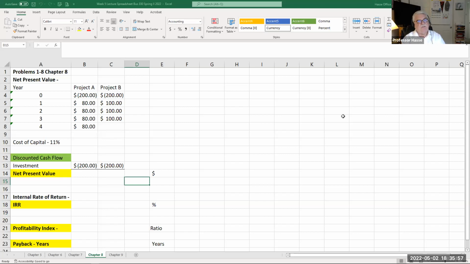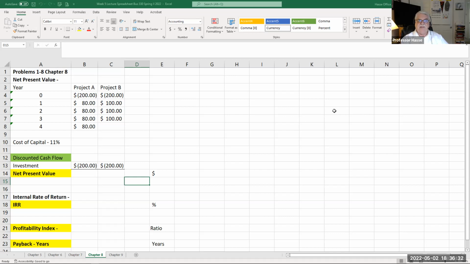So in that spreadsheet I gave you in class review, video week 5 lecture spreadsheet, here is the problem for chapter 8 that you just saw from your textbook on pages 263 and 264. I put it into a spreadsheet. Project A and Project B. There's the investment of $200 in the asset. And then years 1 through 4, $80, and years 1 through 3, $100 a year for Project B. Couple things you need to know.